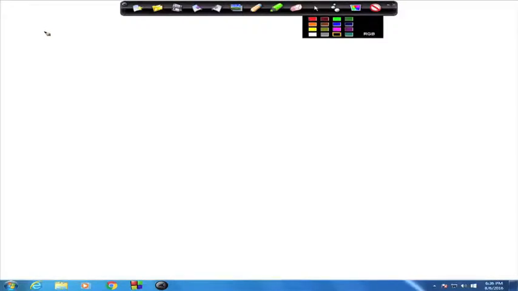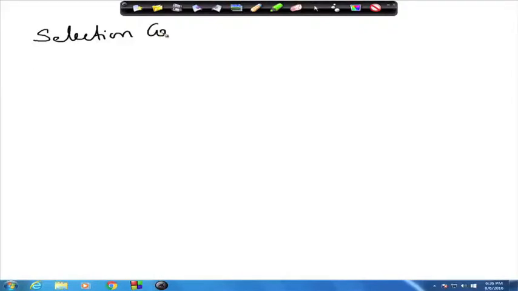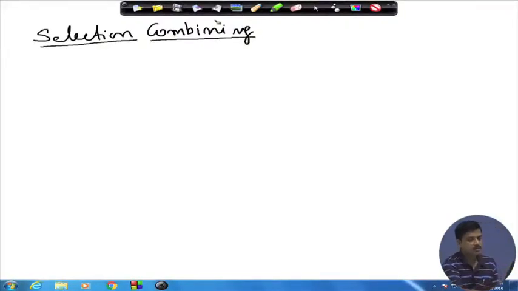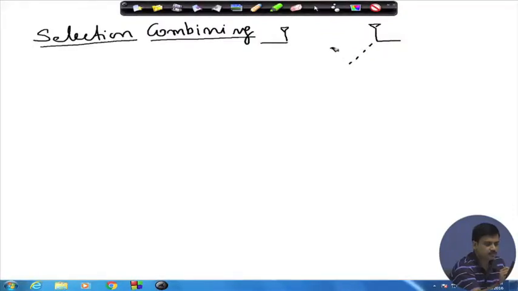So, we will start our study of selection combining. As this name suggests, it is made of two words, selection and combining. It is straightforward. In this case, we have one transmit antenna and more than one receive antenna. So, we will initially spend time on single input multiple output.